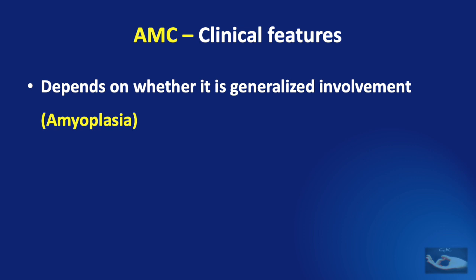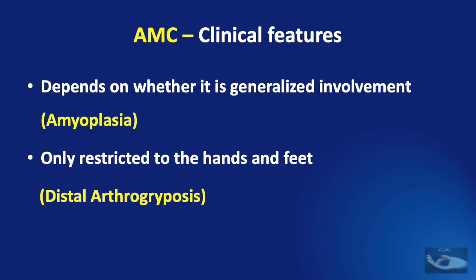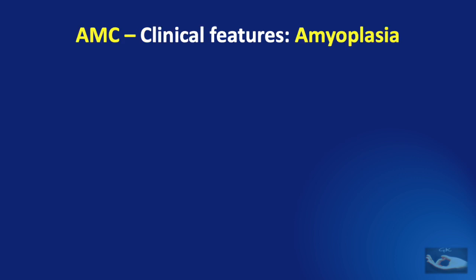But the features depend on whether it is a generalized involvement, as in amyoplasia, or only restricted to the hands and feet, as in distal arthrogryposis. The syndromic forms can be considered under these headings itself. Amyoplasia simply means non-development of certain groups of muscles.